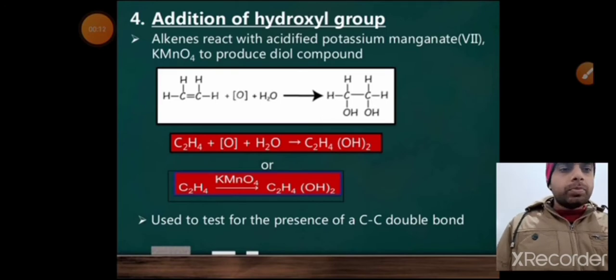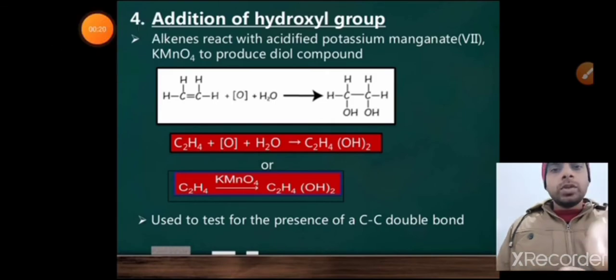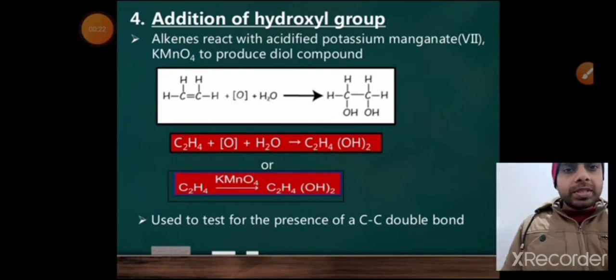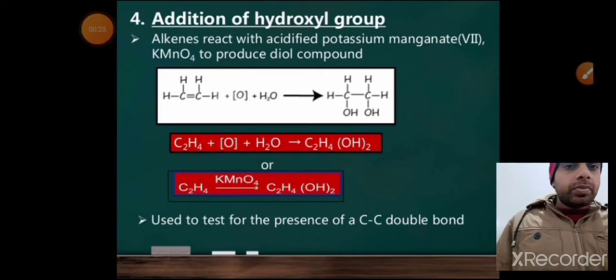This is the second video of class 11, and in this video we are going to see the chemical properties of alkenes. Here we are talking about the addition of hydroxyl group. The addition of hydroxyl group takes place when we use the catalyst KMnO4, potassium permanganate. It should be acidified, meaning you can add some concentrated H2SO4 to make it an acidic solution.